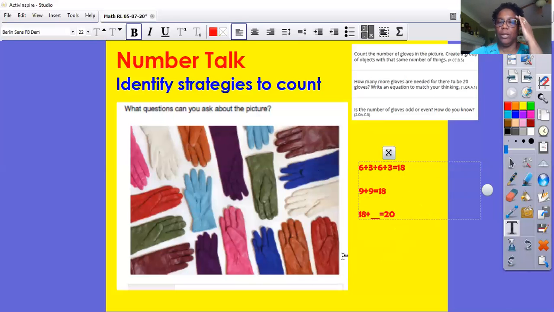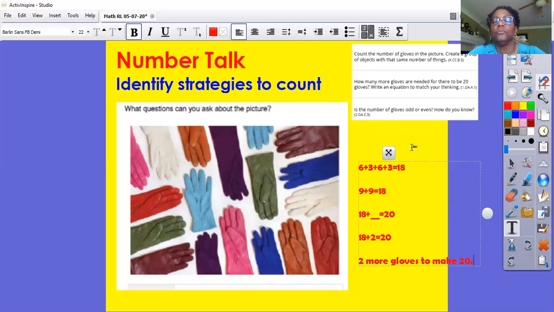All right. Remember, we'll just put that 18 in our head. We have 18, and we need how many more? We got 18, 19, 20. How many more makes 20? You got it. So our answer would be 18 plus 2 equals 20. So we need 2 more gloves to make 20.